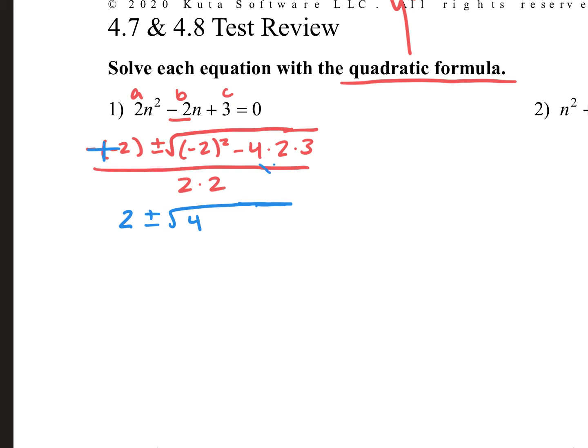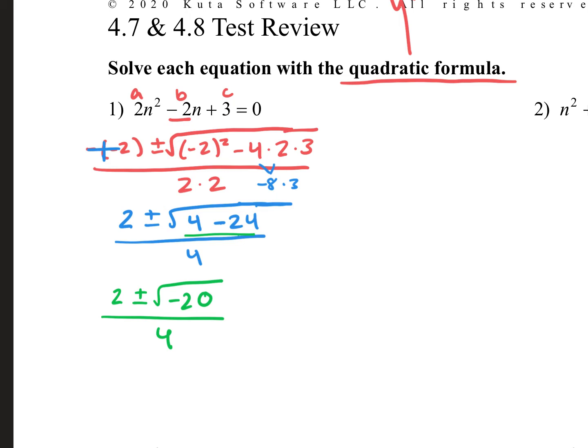Then what's 4 times 2? -8. And -8 times 3? -24. Over 2 times 2? 4. And then the last thing we do is simplify the inside here. So we have 2 plus or minus the square root of, what's 4 minus 24? -20 over 4.